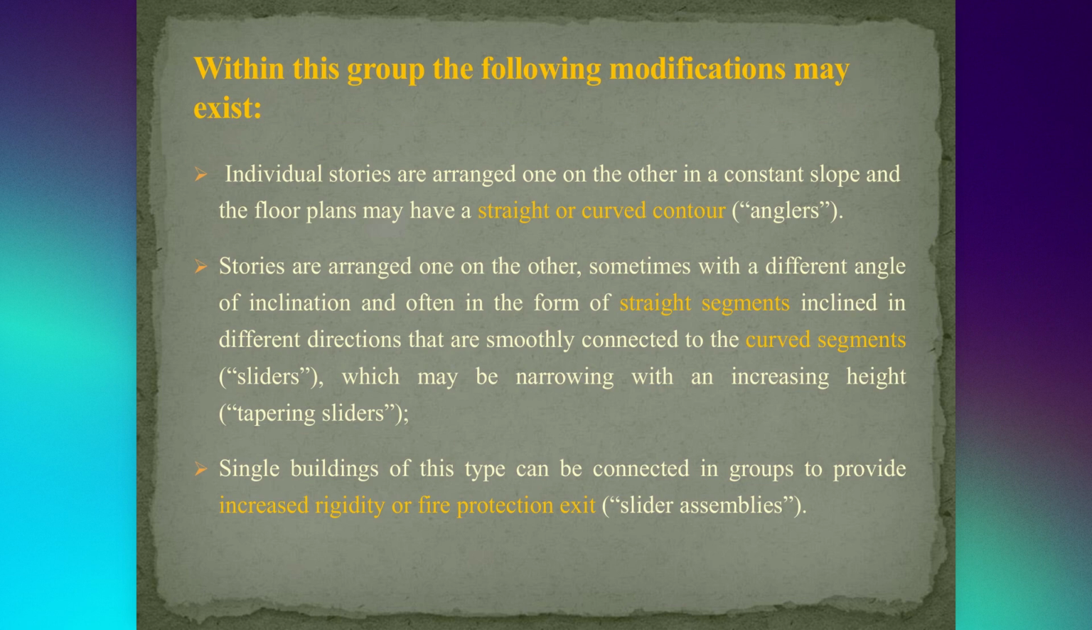Anglers: individual stories are arranged one on the other in a constant slope, and the floor plans may have a straight or curved contour. Sliders: stories are arranged one on the other, sometimes with a different angle of inclination and often in the form of straight segments inclined in different directions that are smoothly connected to the curved segments, which may be narrowing with an increase in height, tapering sliders. Single buildings of this type can be connected in groups to provide increased rigidity or fire protection exit, slider assemblies.